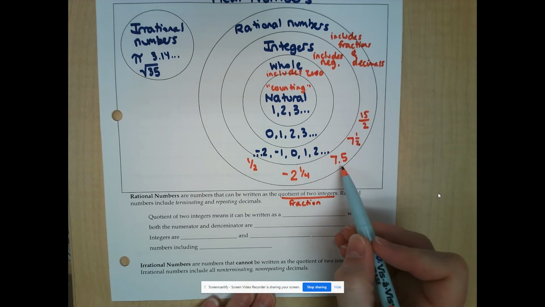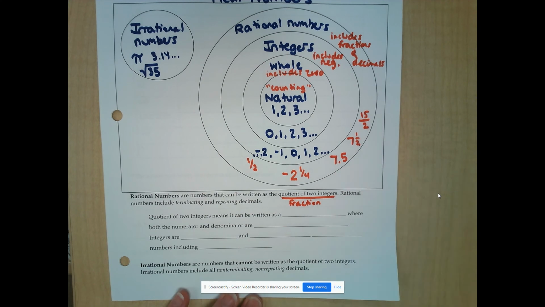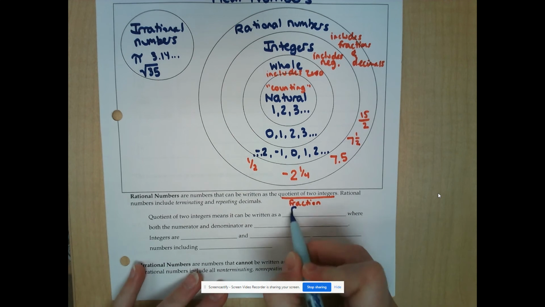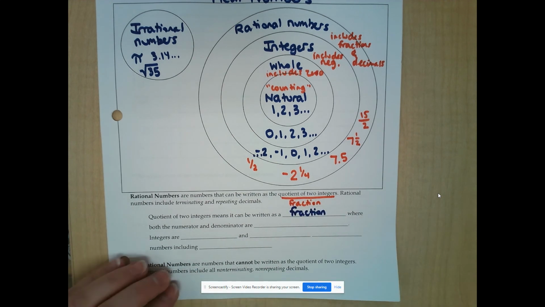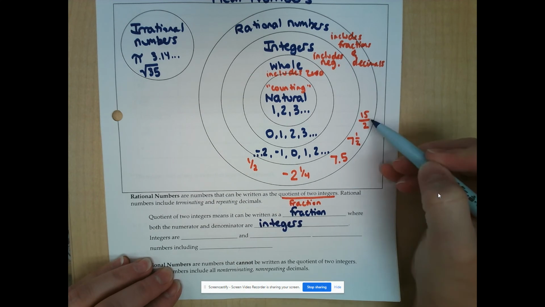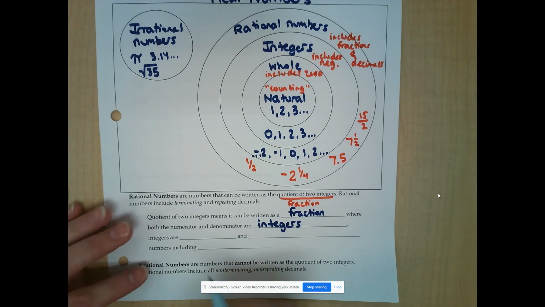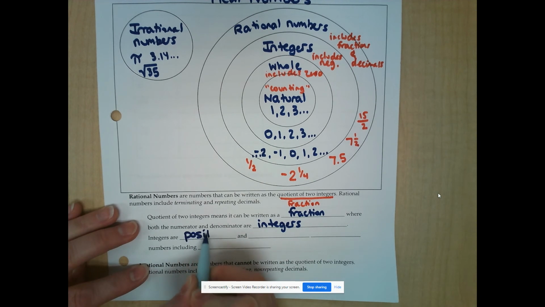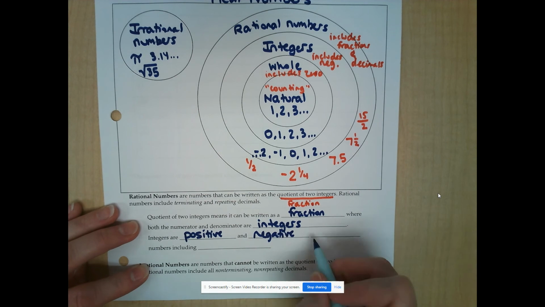So even though this one is a decimal, it can be written as a fraction, or the quotient of two integers. Quotient of two integers means it can be written as a fraction where both the numerator and denominator are integers. So you'll notice when you make it to a fraction, there's no decimals in the numerator, there's no decimals in the denominator. Integers are positive and negative whole numbers.